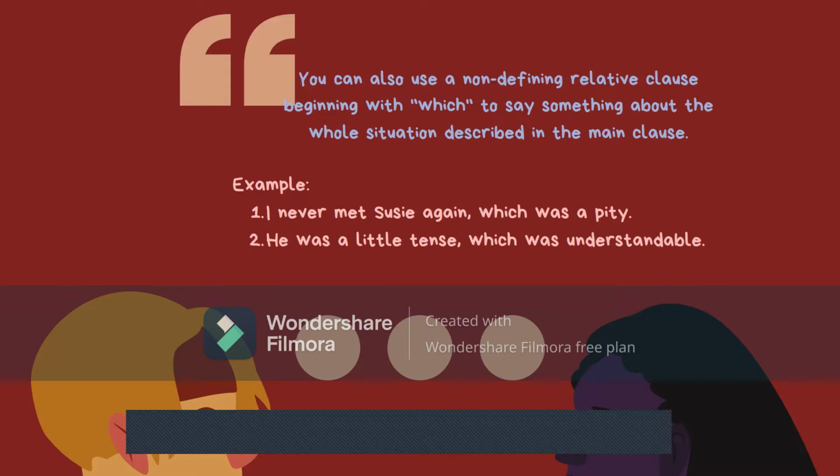Lalo, can you read the second example, please? He was a little tense, which was understandable. Okay, perfect. Thank you. So as you can see in this second example, it says he was a little tense, which is the main clause, and which was understandable, after being separated with a comma, is describing the whole situation about the person that was a little tense.